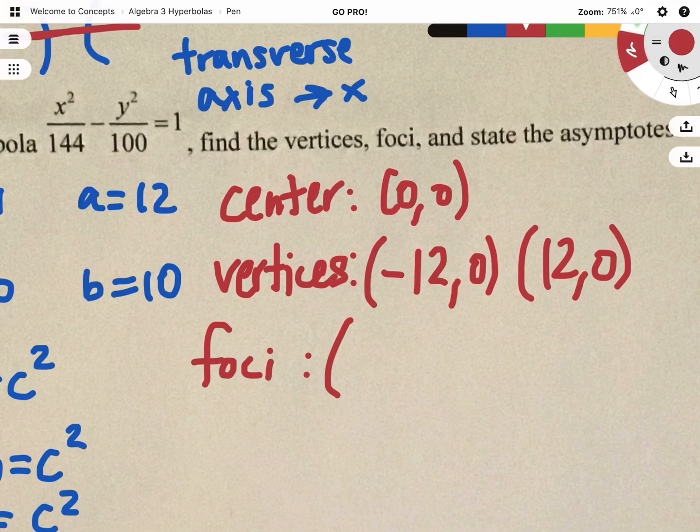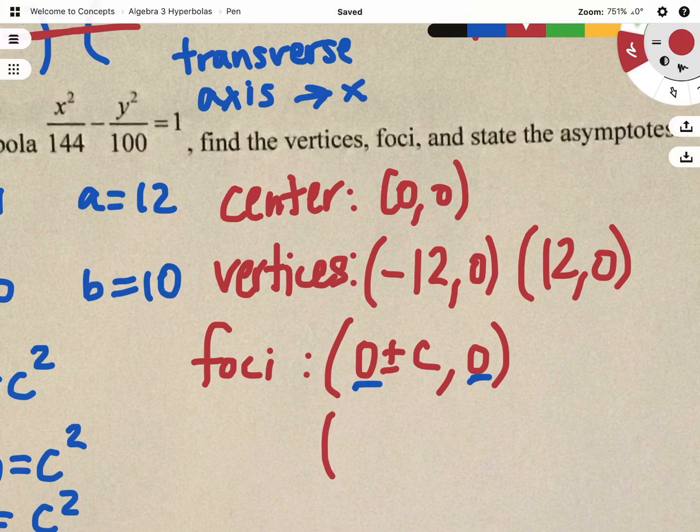Well, yeah, I guess we can write 0. Sorry, it's getting late. 0 plus or minus C, comma, 0. And so this first 0 is because it's centered at 0, 0. That's where we get the 2 zeros from. And then plus or minus C.